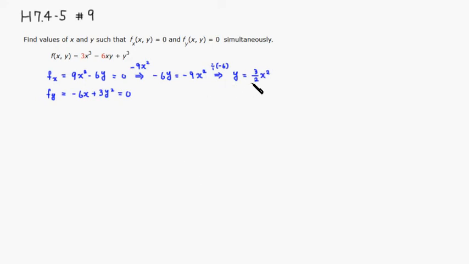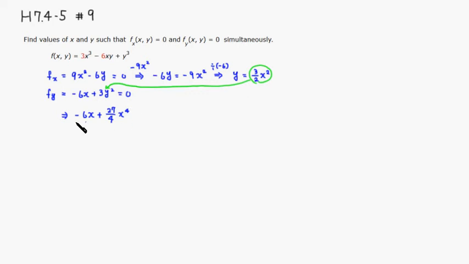So y is this, and we can plug this right into the second equation. So you will get negative 6x plus, this guy squared, so it's going to be 9 times 3 is 27 over 2 squared, which is 4. Then x squared squared, so x to the 4th power.